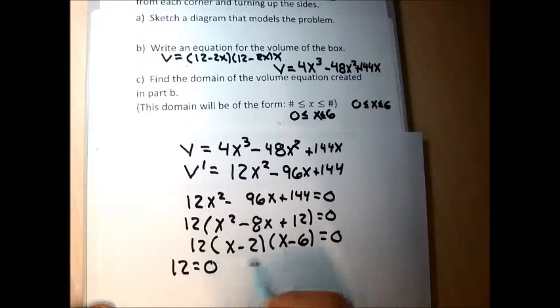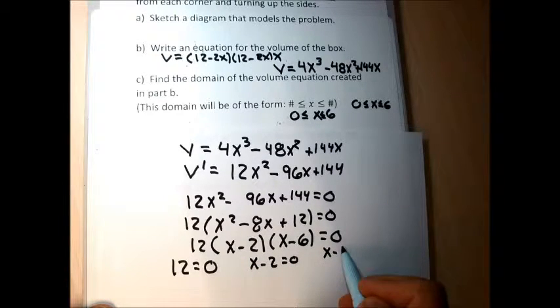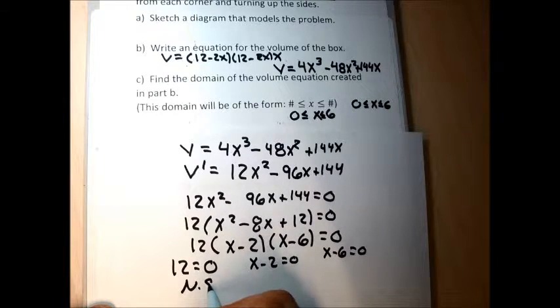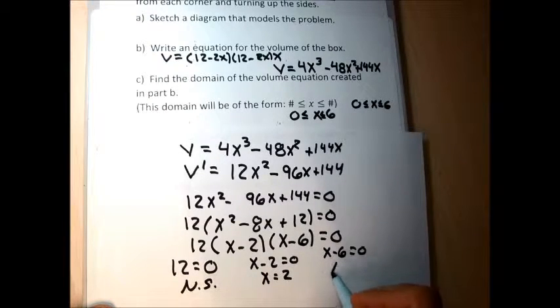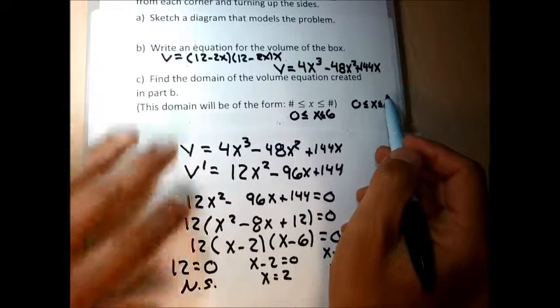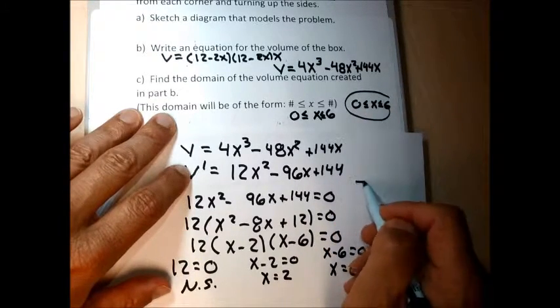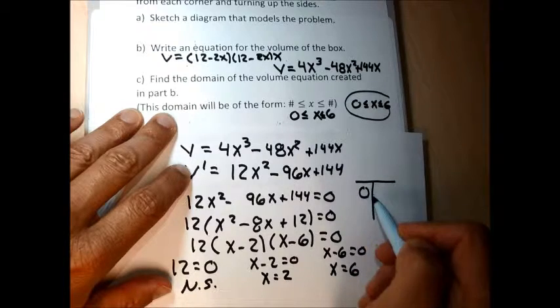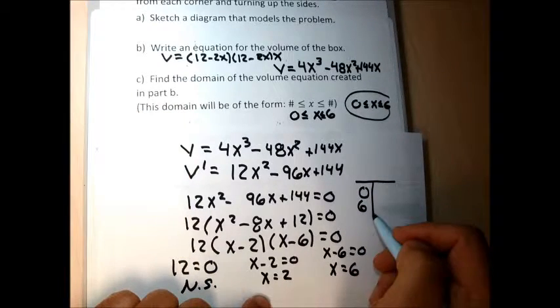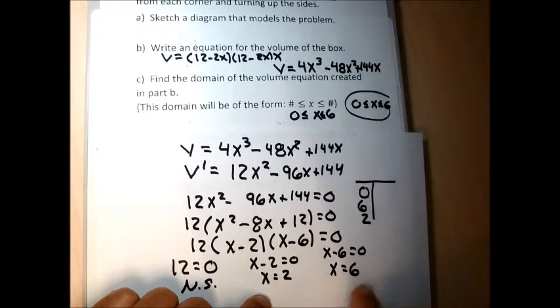12 equal to 0, x minus 2 equal to 0, x minus 6 equal to 0, where x is the length of the cut that I'm making. This one gives no solution because it doesn't have an x. This one gives a solution of x equal to 2. This one gives a solution of x equal to 6. I'm going to make a table. And on my table, I'm going to put 0, 6, and this critical number because it's between 0 and 6, and that 6 I already have there. I don't need it again.